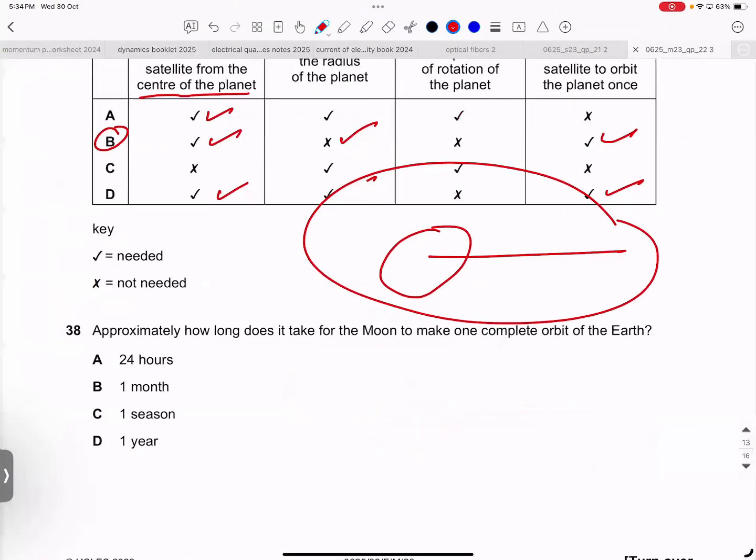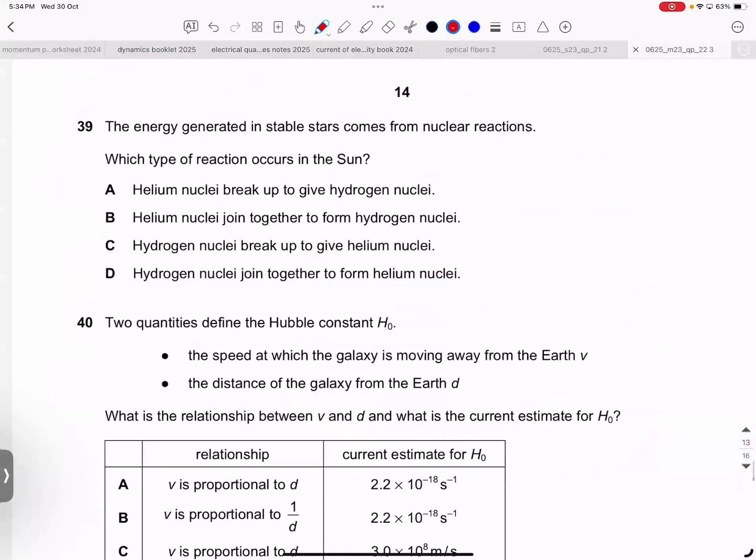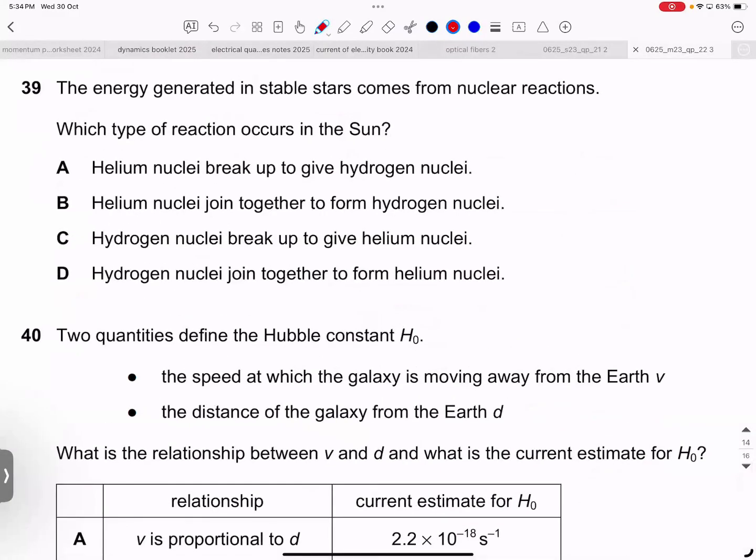38. Approximately how long does it take the Moon to orbit the Earth? 1 month or 28 days. Question number 39, my dear students. Energy generated by stable stars comes from nuclear reactions. Of course, fusion of hydrogen. Hydrogen nuclei join together to form helium. This is called fusion of hydrogen.